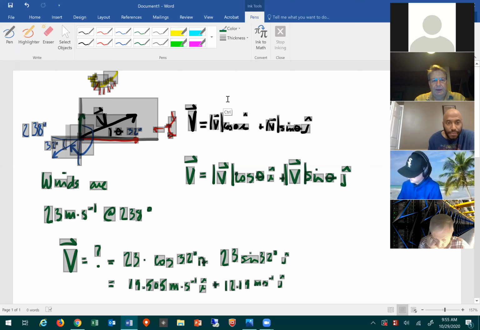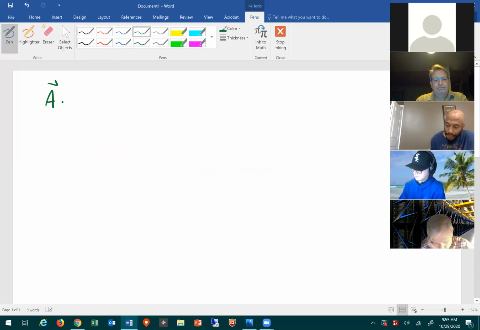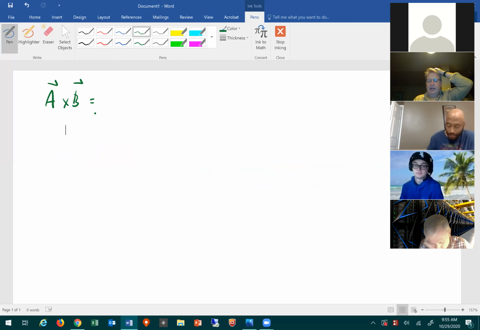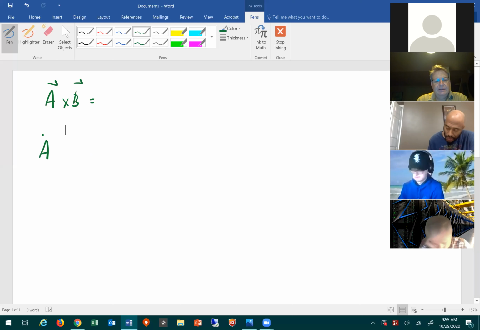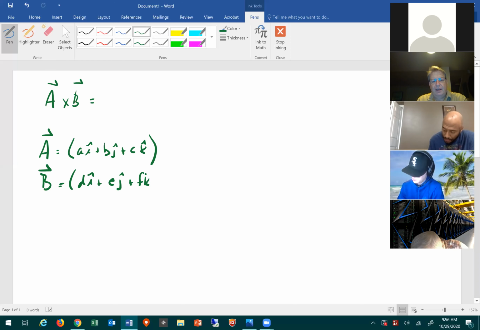Let's do this. Let me go to how a cross product works. The best way to do that is to show you a three-dimensional vector, because I don't care about two-dimensional cross products. So I'm going to say that A is a i hat plus b j hat plus c k hat, and B is d i hat plus e j hat plus f k hat. Are you okay with that?